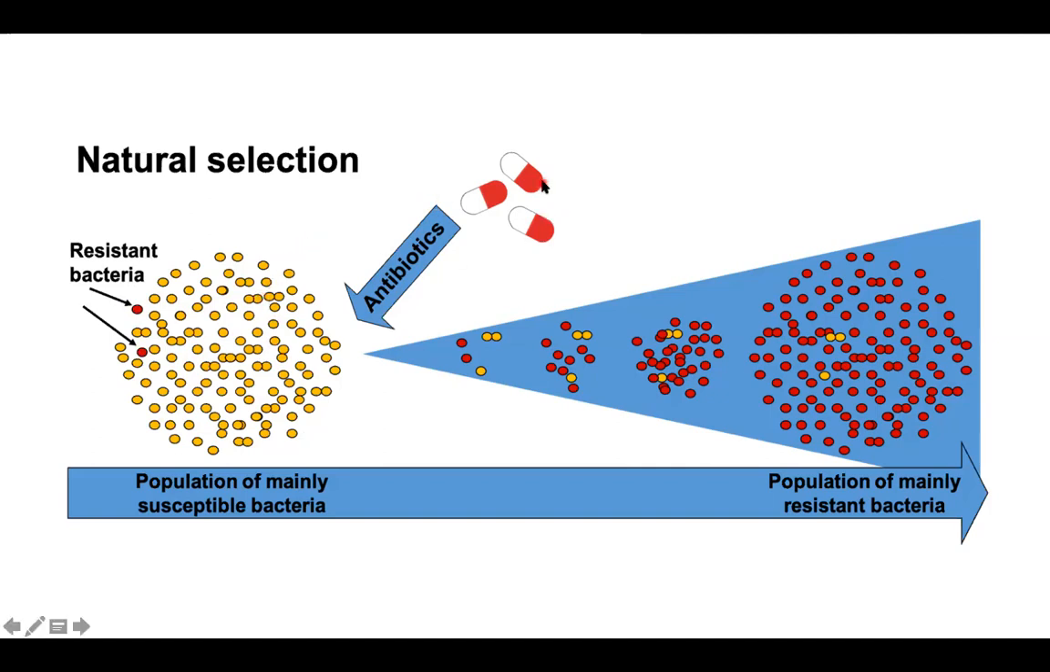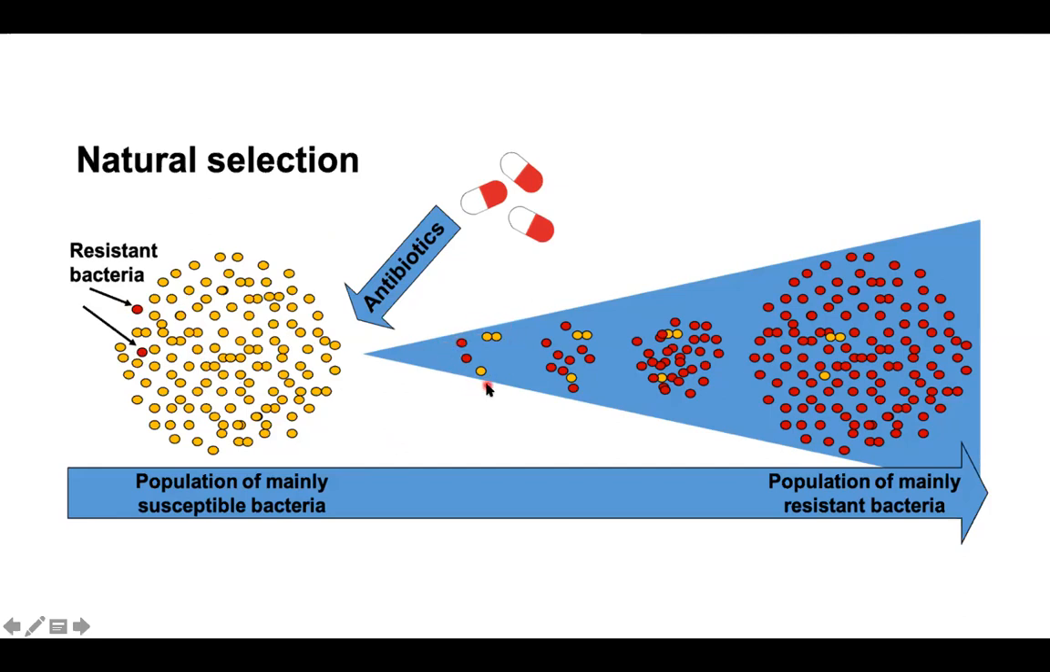So if you imagine you take your penicillin and the penicillin kills all of the yellow bacteria that do not have the mutation, but they leave behind the bacteria that do have the mutation. So they survive, the red ones survive. So if you imagine, this is what you're left with at the end.